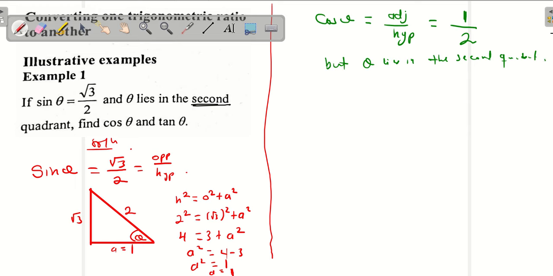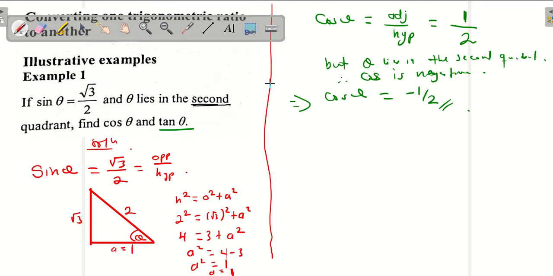If theta lies in the second quadrant, we know that only sine is positive. You have to learn the CAST diagram very well. In the second quadrant, sine is positive, but this time it is cos. Therefore, cos must be negative. So cos theta is equal to negative 1 over 2, and that is the answer.